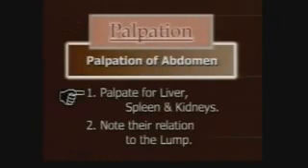Palpate for enlarged liver, spleen and kidneys, and if any of them are palpable or are located close to the lump, note the relation to the lump. To palpate for the liver, start palpating in the right iliac fossa along the mid-clavicular line with the fingers parallel to the liver border, exerting moderate pressure during expiration. Wait to feel the lower border as it descends during deep inspiration.